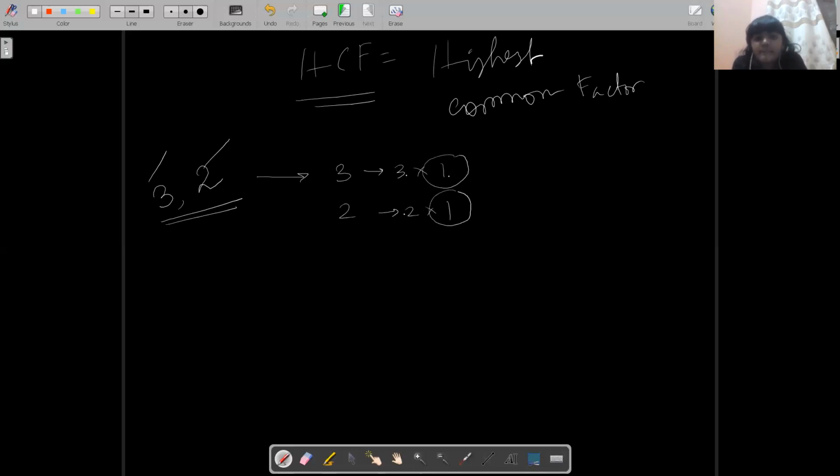1 is the common factor here, right? These two are the factors for this 3 and 2. So what is common among them? 1.